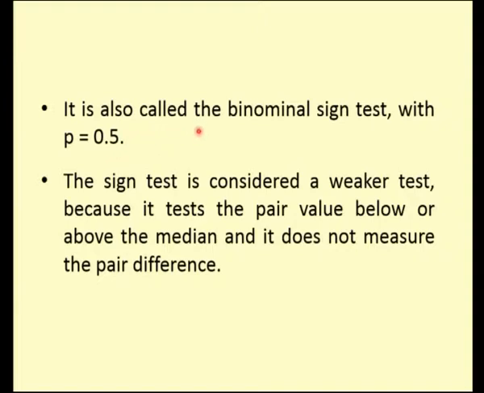You know that for a binomial distribution, probability of success and probability of failure is equal to half, hence p is equal to 0.5. The sign test is considered a weaker test because it tests the pair value below or above the median and it does not measure the pair difference. Here instead of median you can also compare with the mean or any other quantile measures.